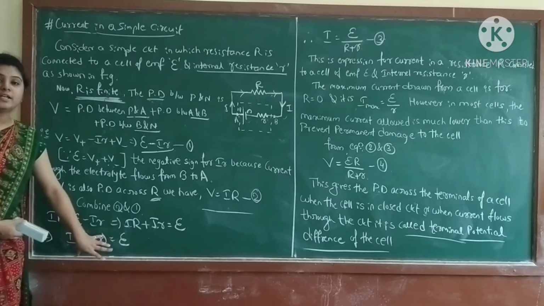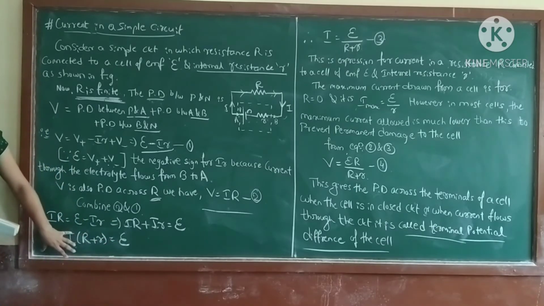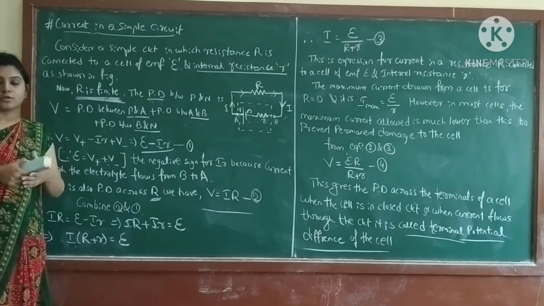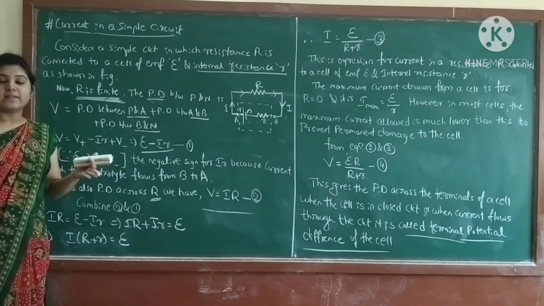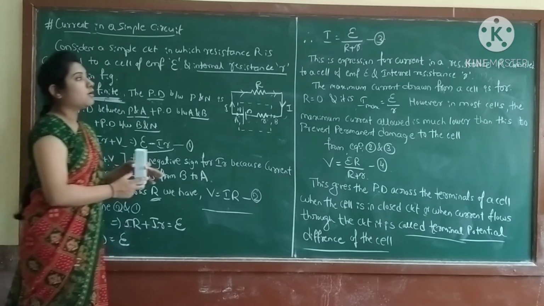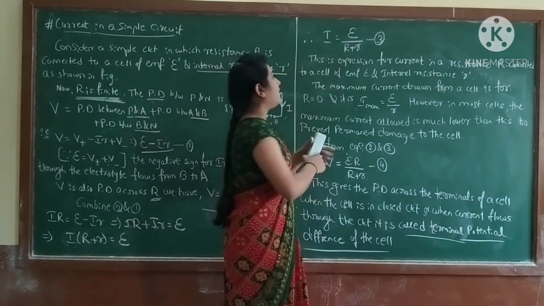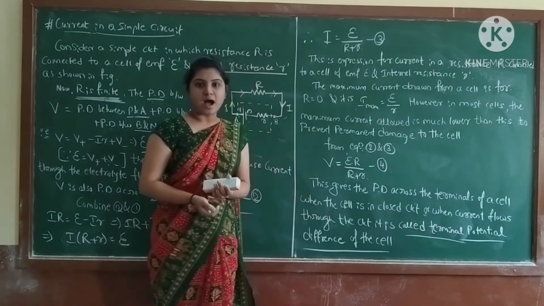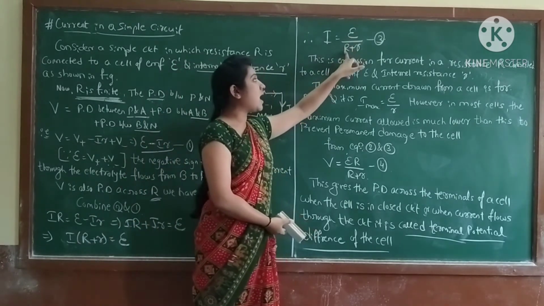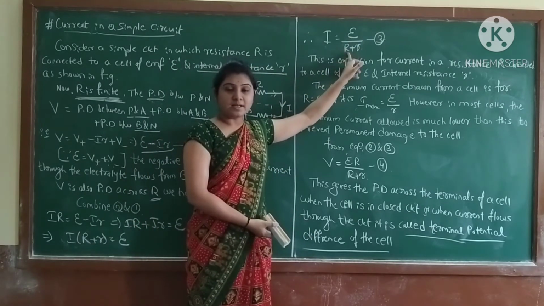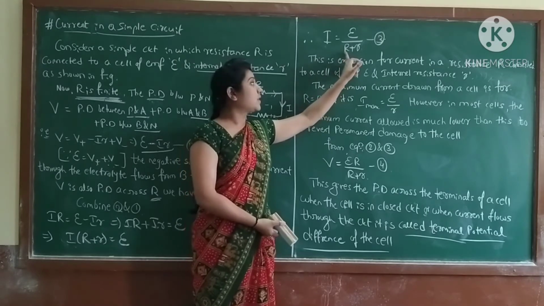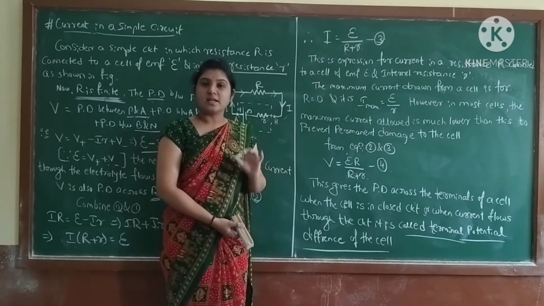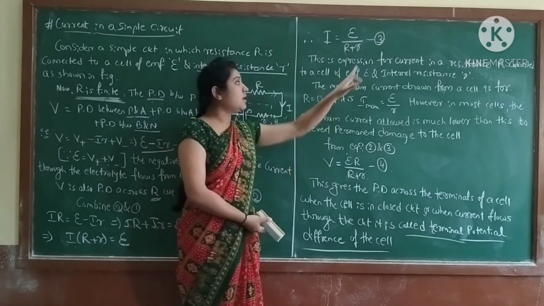Understood? So now I want the total current flowing through the circuit. Yes? Total current I want, through both the internal resistance and the external resistance. So how much current will I get now? Capital I is equal to E divided by R plus r. Here E is the EMF, capital R is the external resistance, and small r is the internal resistance. Take it as equation number 3.